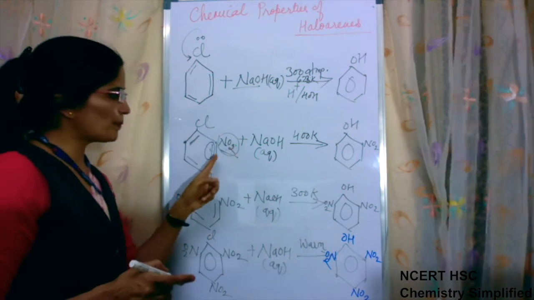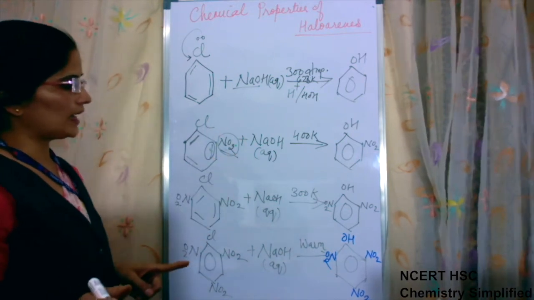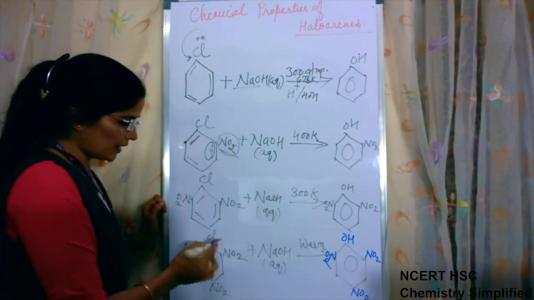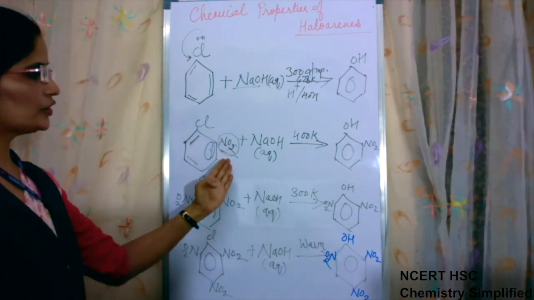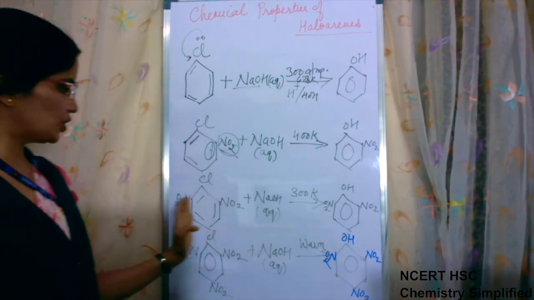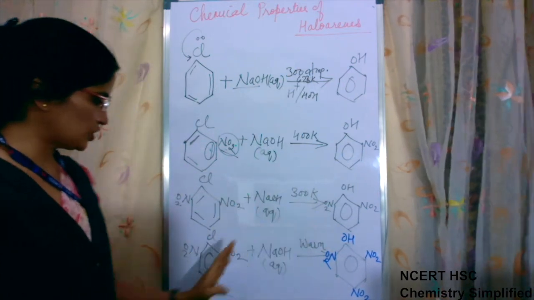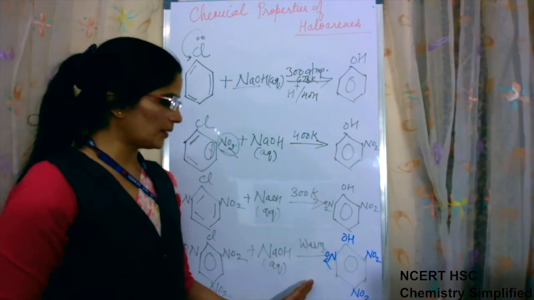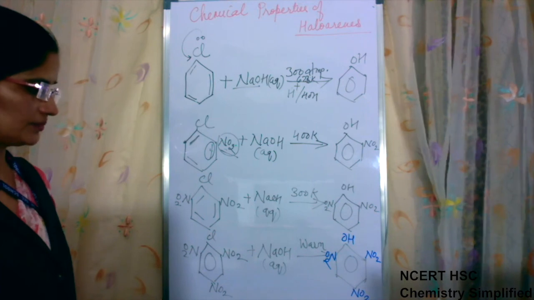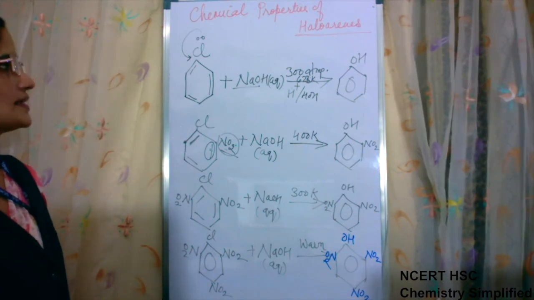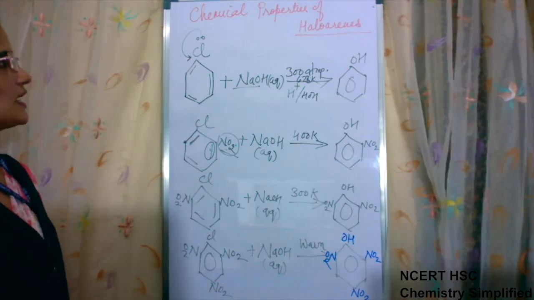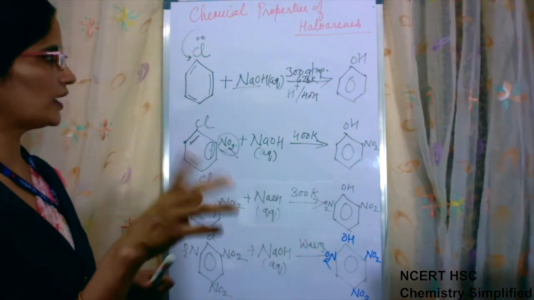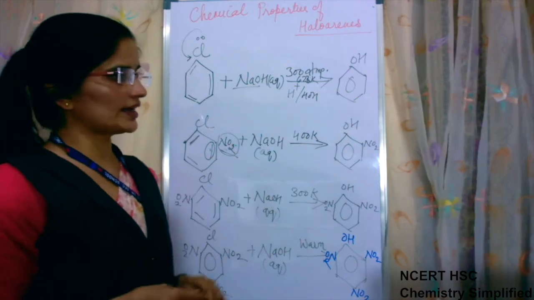So NO2 group present on meta position will not help anyway. It needs to be present either on ortho or on para position. Okay. So if one nitro group, little less temperature, two nitro groups, less temperature, and in all three positions, ortho, ortho and para, then just by warming it you can get the product. Okay. So this is about the first chemical property of haloarenes, the only one nucleophilic substitution reaction which is possible.